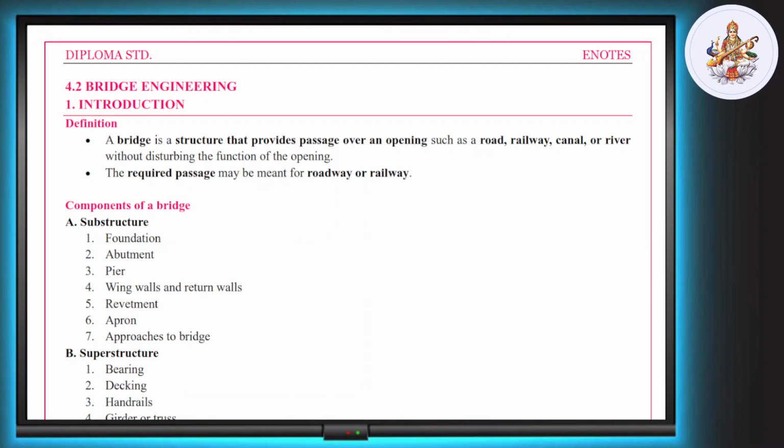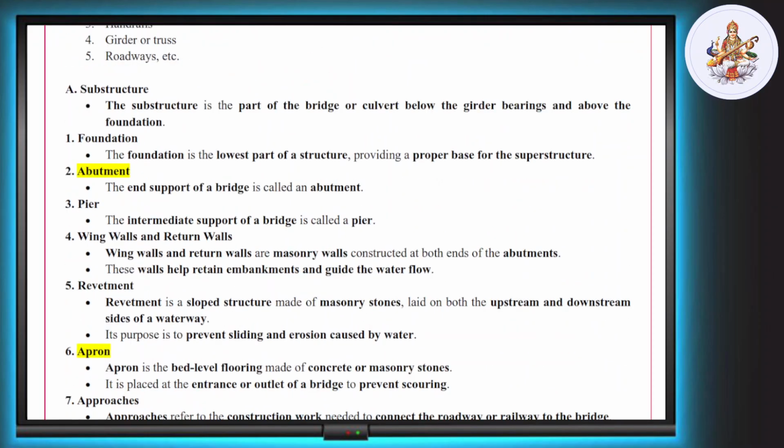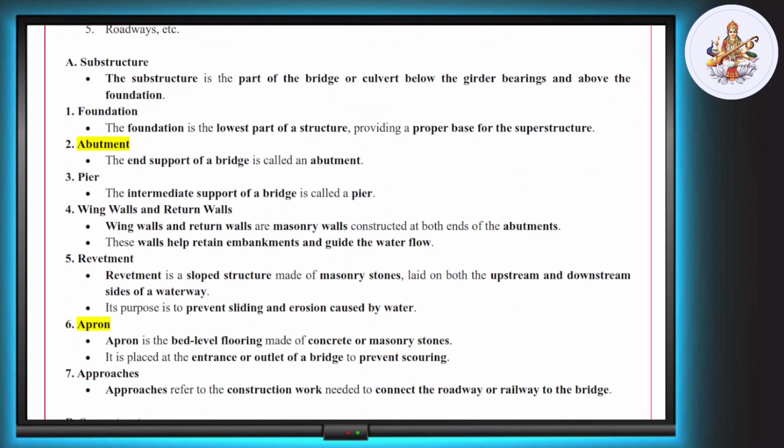Components of a bridge. We divide a bridge into two major parts. 1. Substructure. 2. Superstructure. Let's look at them one by one. 1. Substructure. This is the lower part of the bridge below the bearings and includes the parts that are in contact with the ground or water. Let's go through its components.